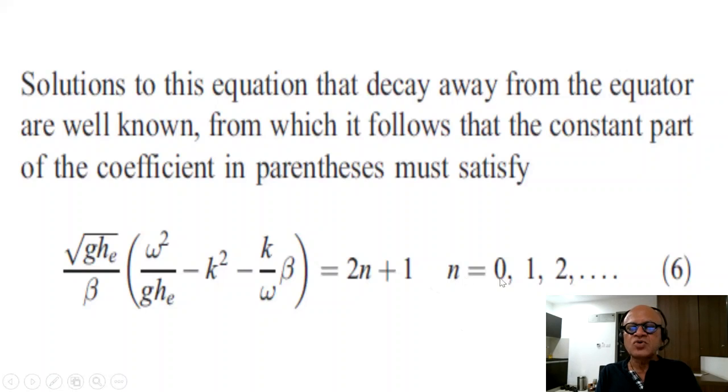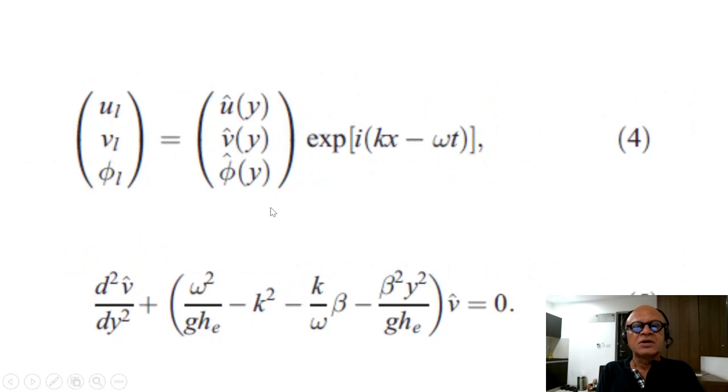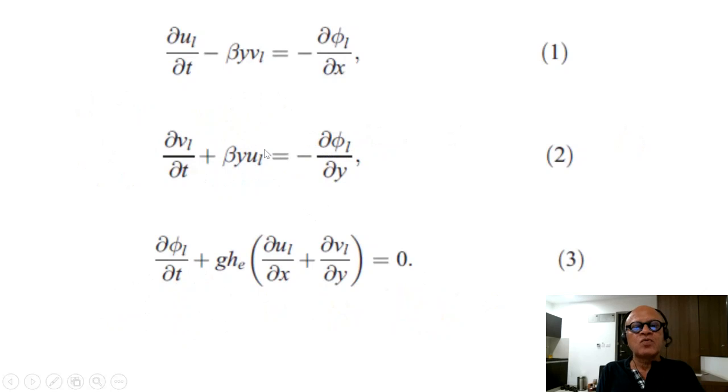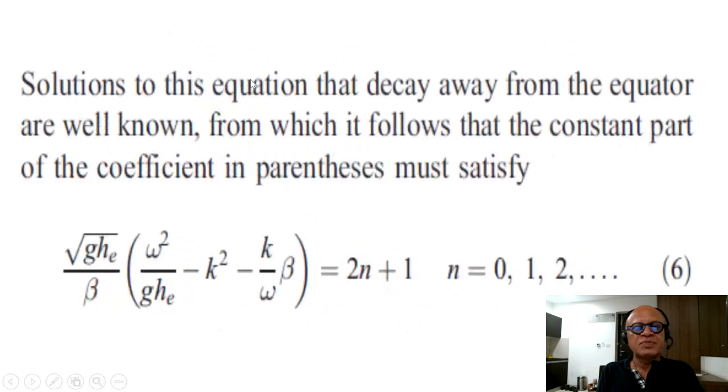So n equals 0, 1, and 2. So these are meridional modes. So how many zero crossings happen in the meridional direction. You don't want solutions growing infinitely with y. Remember, there is a y in this equation, somewhere. So for example, we have y in these equations. So we pick the solutions that decay away from the equator, and we already kind of introduced the concept of turning latitudes and so on. So that relates to this.